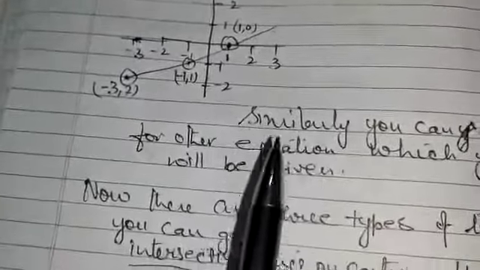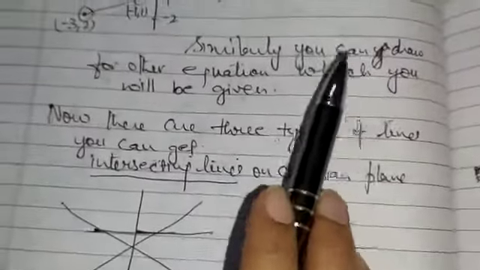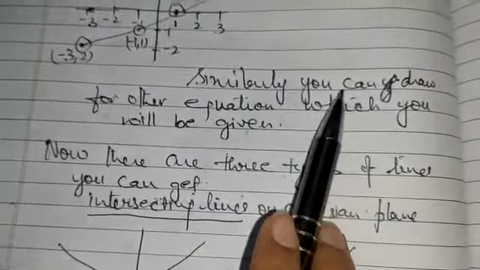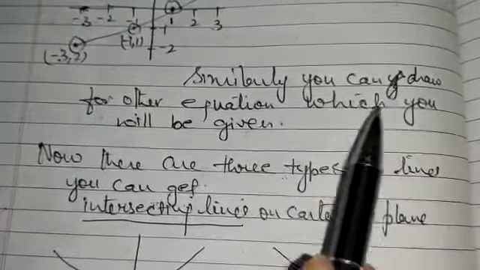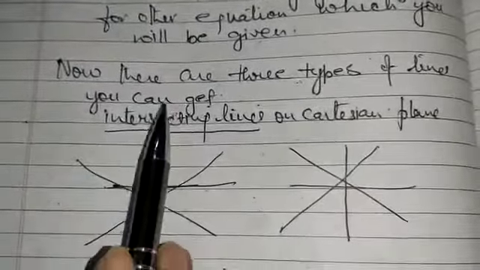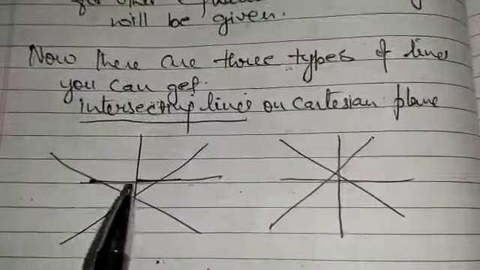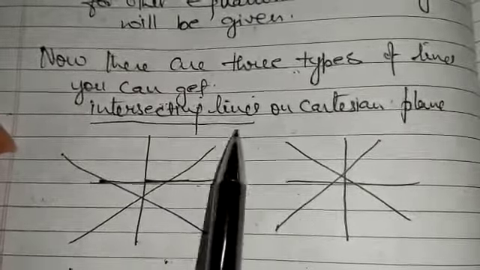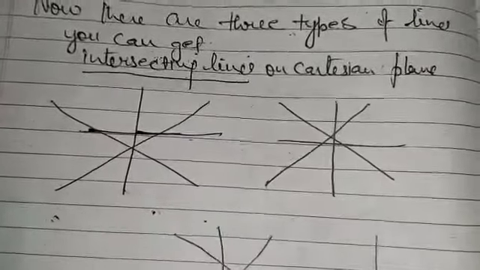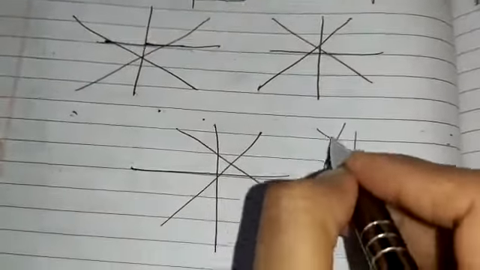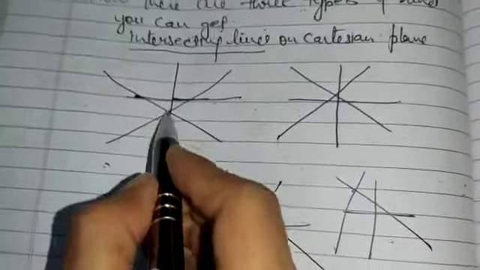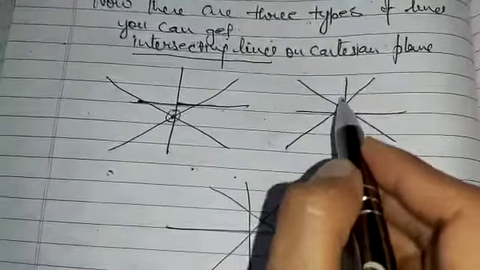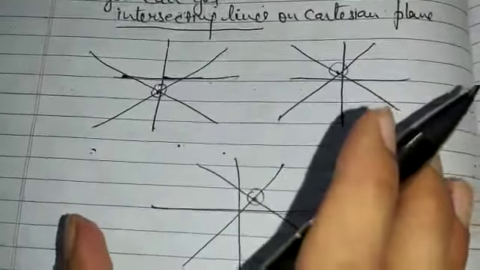Now, three types of possibilities arise when you draw two equations on the same Cartesian plane. There are three types of lines. One is when you draw the two equations on the same Cartesian plane, the lines can be intersecting this way or this way. Anywhere they can intersect. You can draw it like this also. They can intersect here also, anywhere. Now the intersecting point will actually be the solution of those two equations.